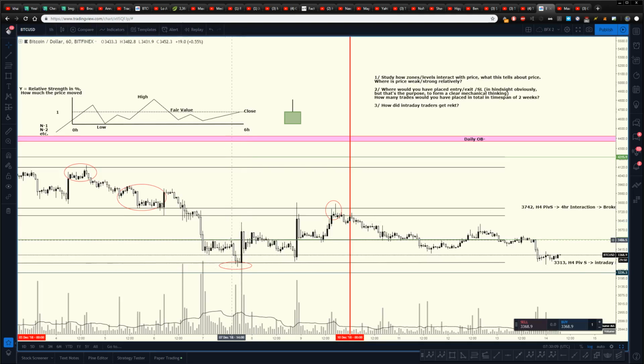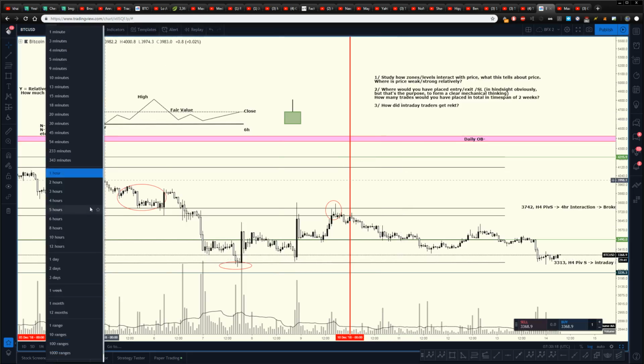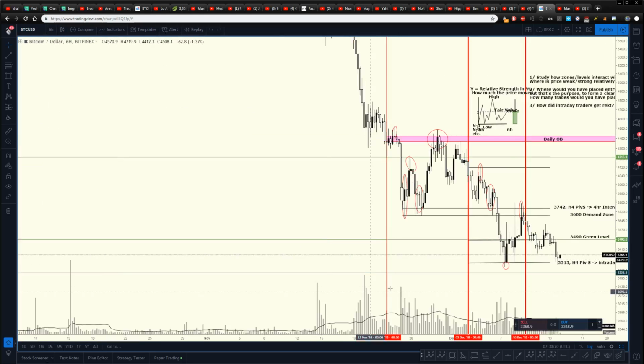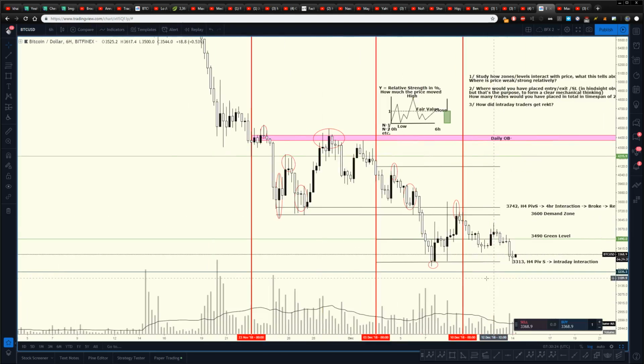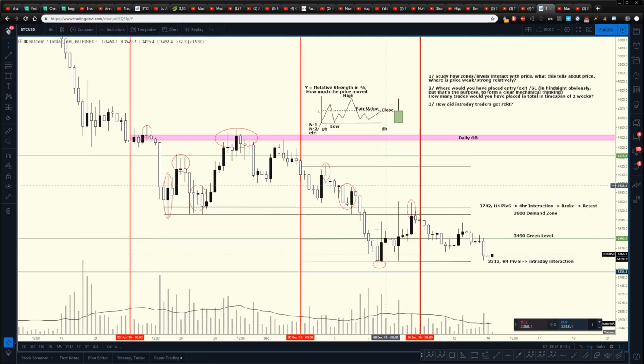And this is a moment where intraday traders completely got wrecked, because they were fighting the trend on the 6-hour time frame, where we formed a new low, but we still needed a lower high, and that's what came afterwards.